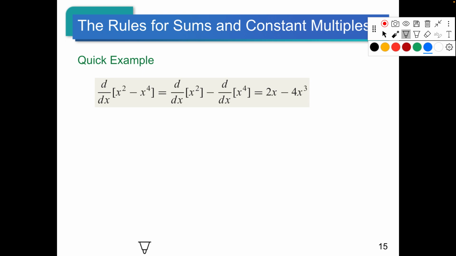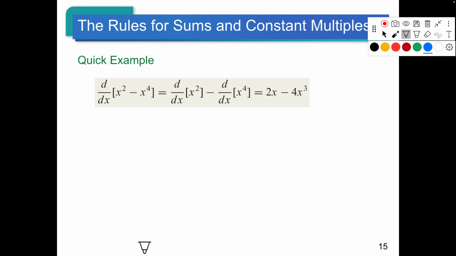Here's an example. Again, we've got two functions being subtracted when we look at this. So we take the derivative of each one. We've got a constant multiplier here, so this negative 1 carries through. But it's just 2x to the first, 4x to the third. So we get that, and they're still being subtracted.